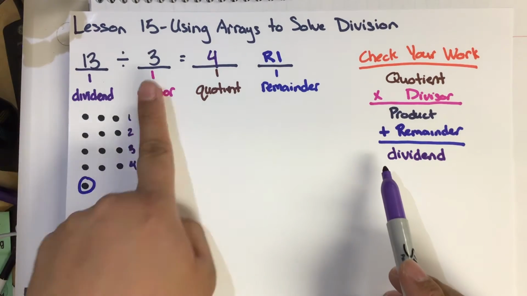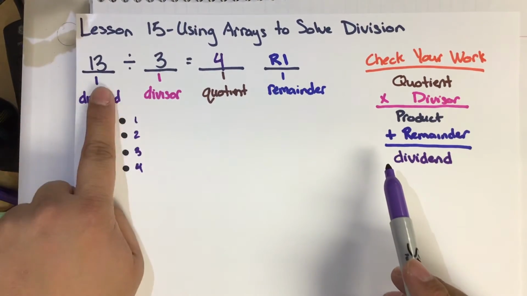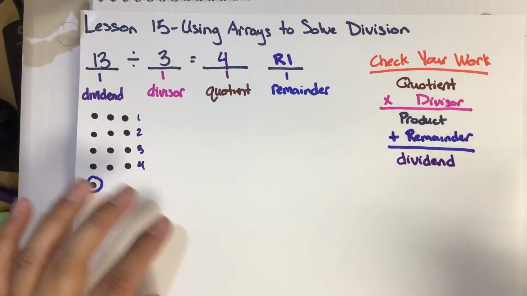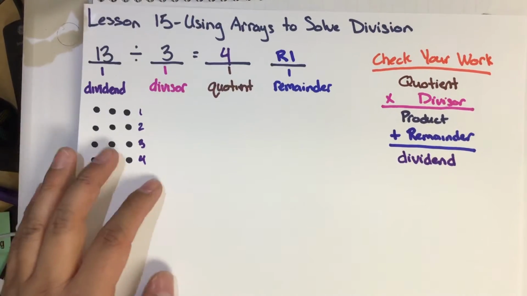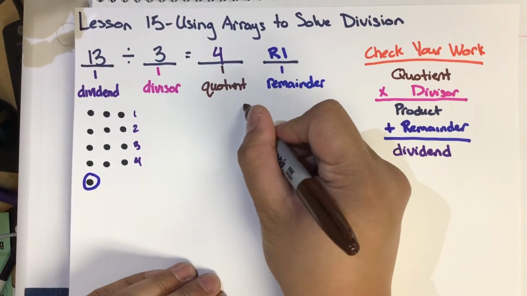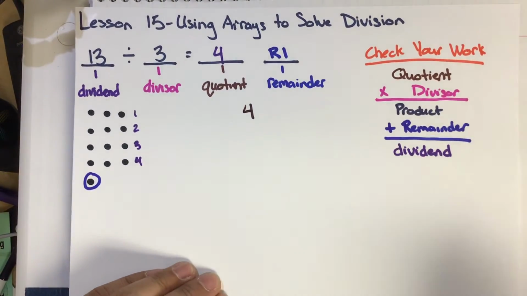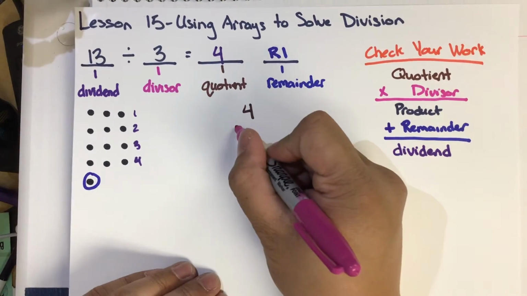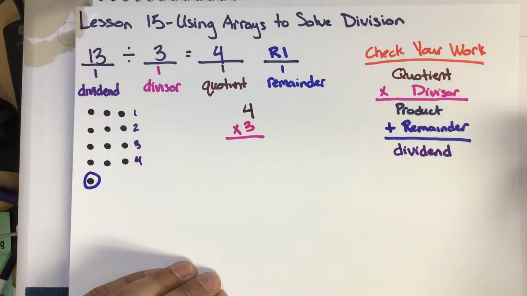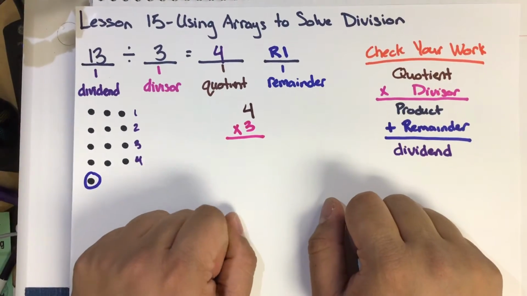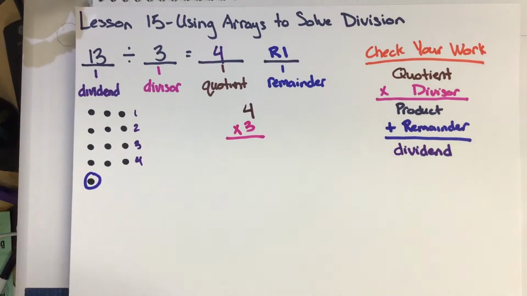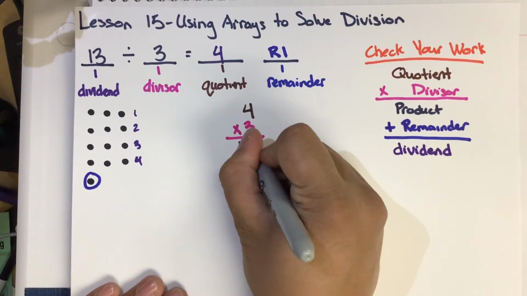Okay, so let's check out our work here. We have 13 divided by 3 equals 4 with a remainder of 1. And so I'm going to use the values here to check my work. So I have my quotient, which is 4. I'm going to multiply it times our divisor, which is 3. And I know when I count by 3's 4 times, I'll get 12, because 3, 6, 9, 12. So my answer here is going to be 12.